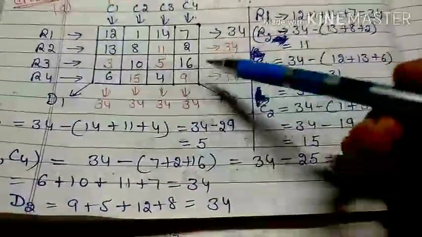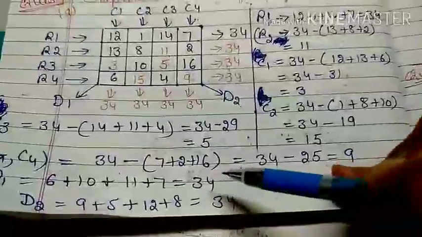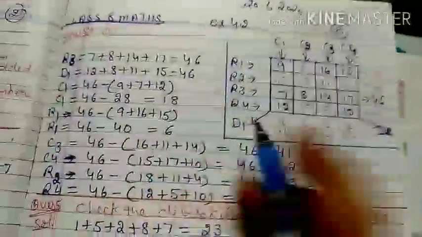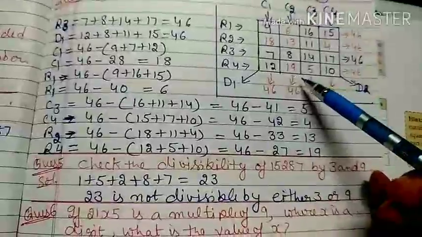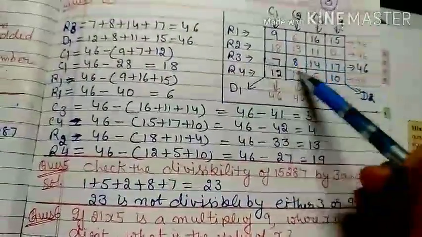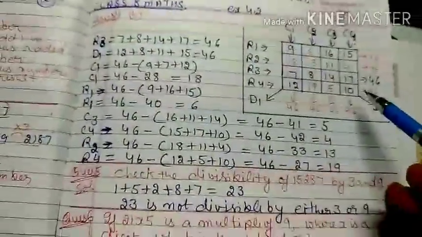Now next is column 4, and 34 minus 7 plus 2 plus 16, 34 minus 25 gives you 9. So that is the column 4. Next is similarly the second pattern, you have to do the same as it is. Whatever completed row, here the completed row is here. So first we add this one to judge what will be my number for all diagonals and all rows.